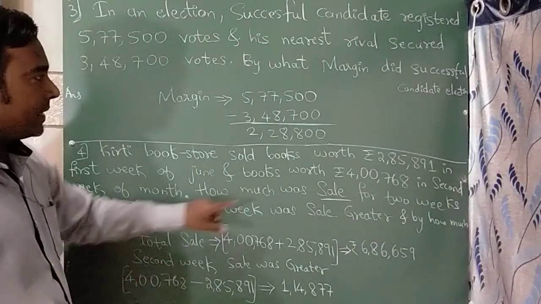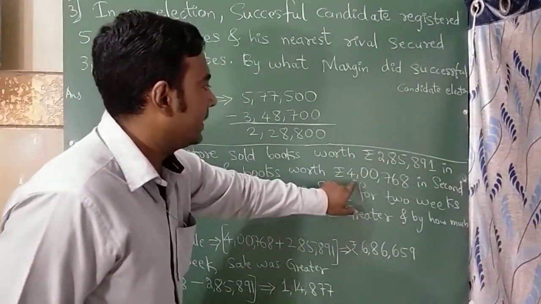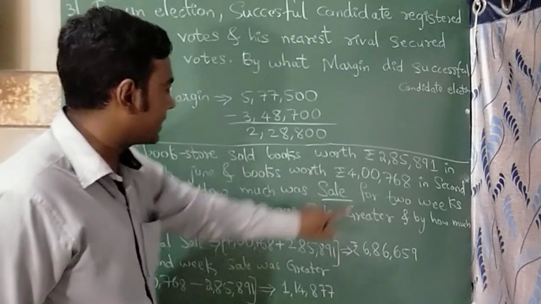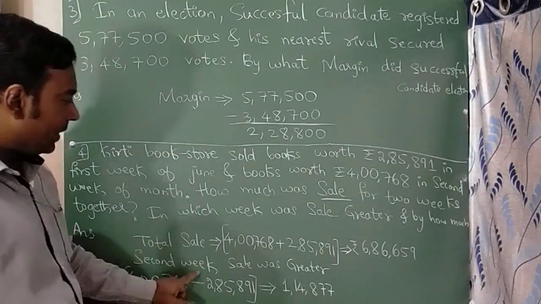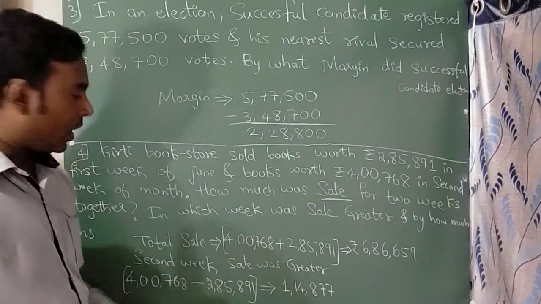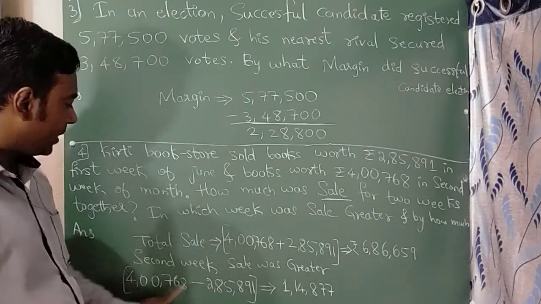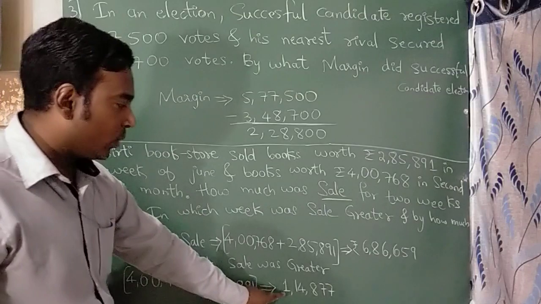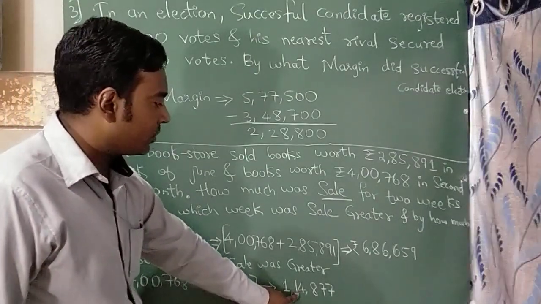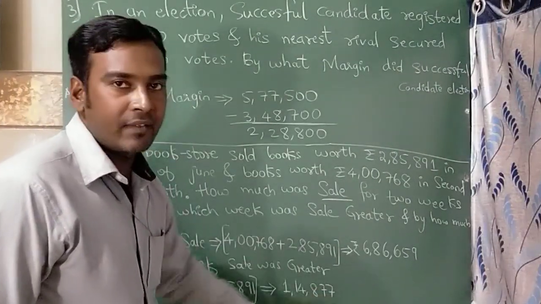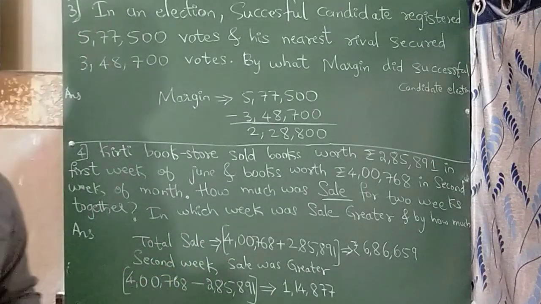Now you can see here, in the first week it is this much, and in the second week this is 4 lakhs. So which is greater? The second week's sale was greater. Now how much? How much is always a difference, or you can say subtraction. If you subtract this from this, you will get 1,14,877 rupees. Okay.